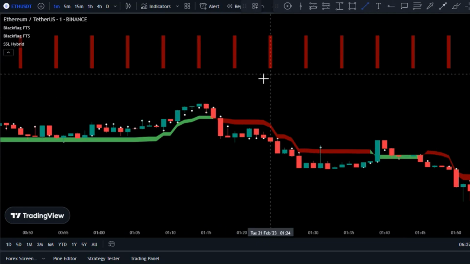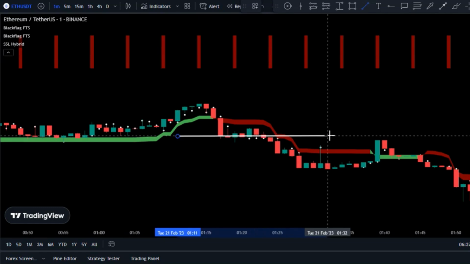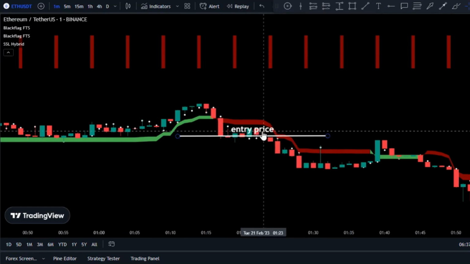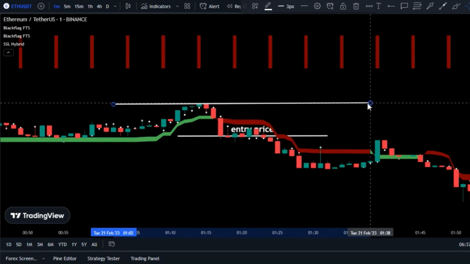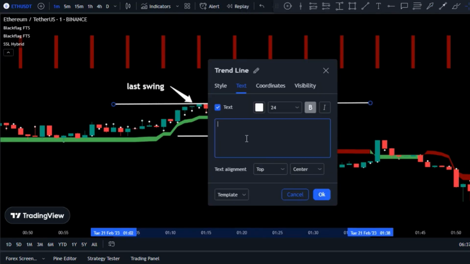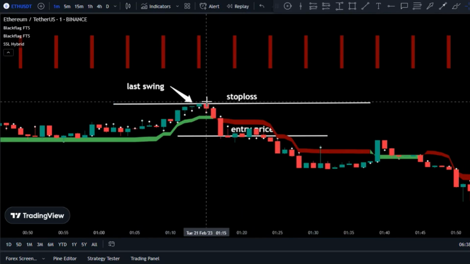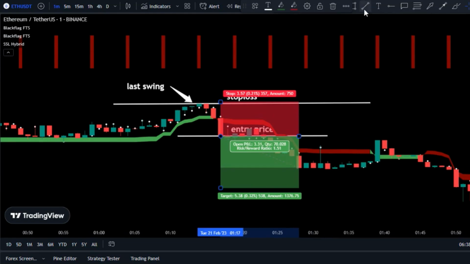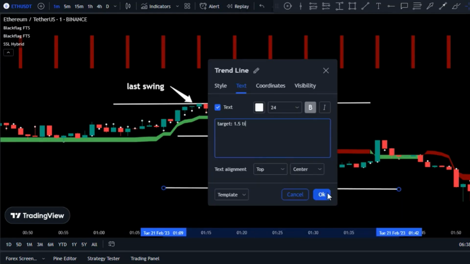So if all these conditions are met, we can enter into a sell trade at the close price of the trigger candlestick. And it's better to put the stop loss above the last swing of the market. And exit the trade at the risk-reward ratio of 1 to 1.5.